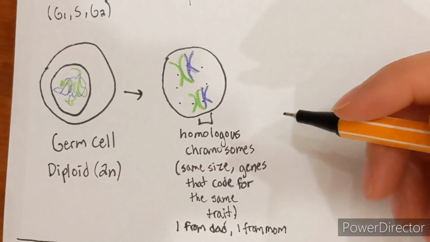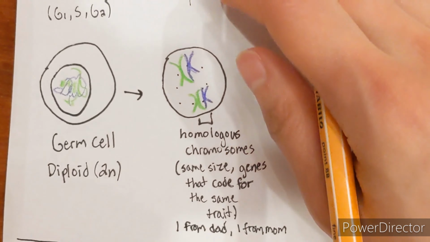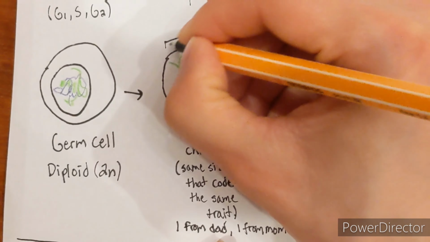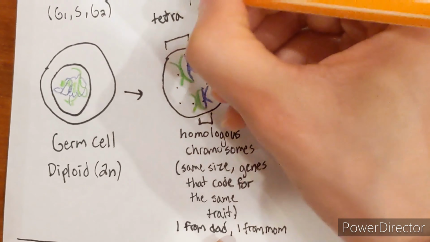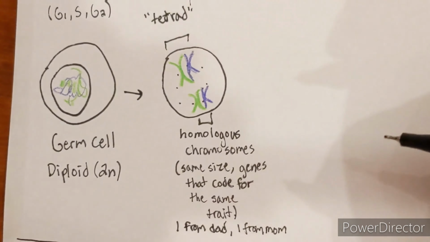Okay? When the homologous chromosomes do this, they are going to be forming what's called a tetrad. Tetra often stands for 4. So a tetrad is going to be when you have a linking up of 4 sister chromatids.